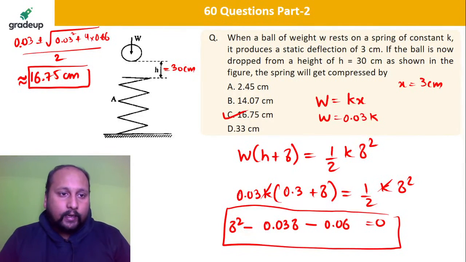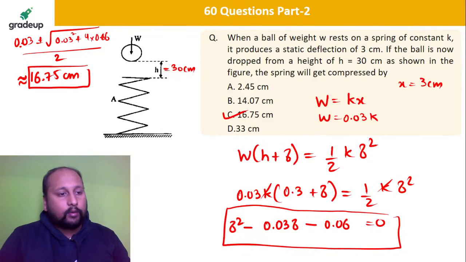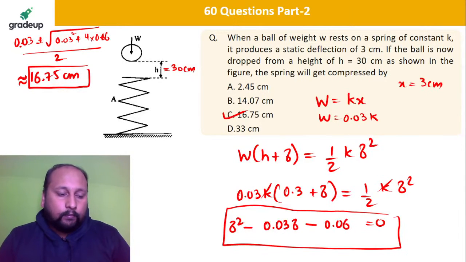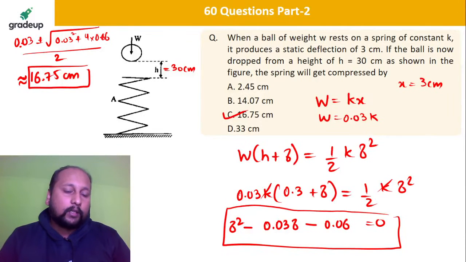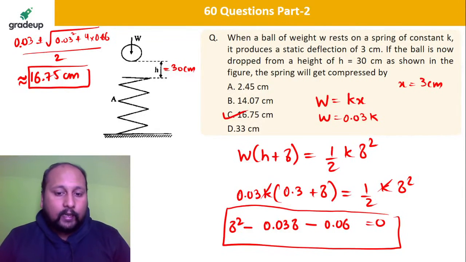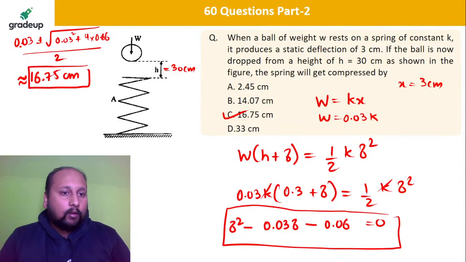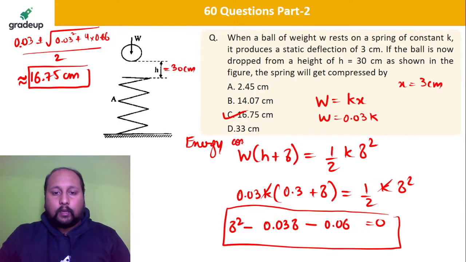It's already been calculated. You have to use the solution of the quadratic equation and you will be getting the answer. Minus b plus minus under root b square minus 4ac by 2a, where the coefficient of x square is a, the coefficient of x is b, and the constant is c. Okay, any doubt in this? Simple calculation. The only thing we have done is energy conservation. Please do try to solve this.